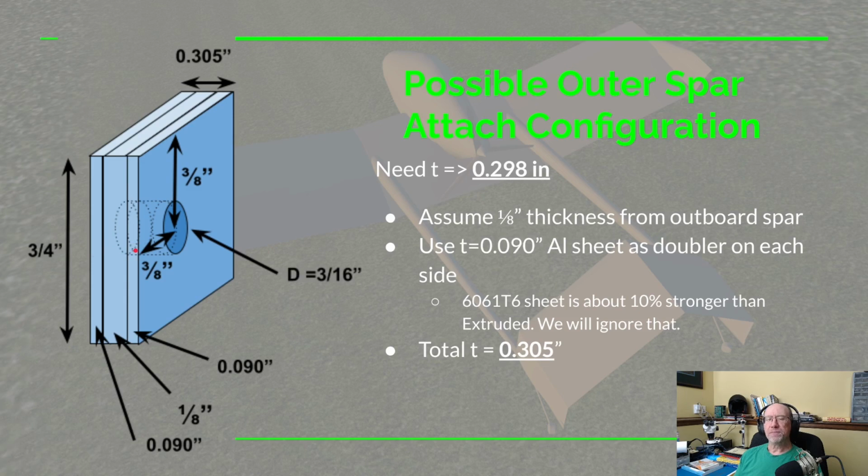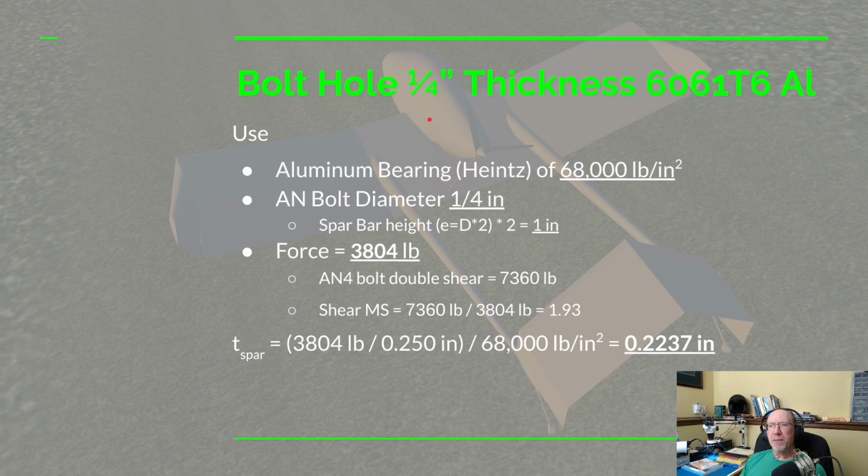So that would work. And we kind of get a little advantage because 6061 T6 aluminum sheet is about 10% stronger than extrusion. But we're not going to try to take advantage of that. We'll ignore it. Now let's consider using a bolt that is 1/4 inch diameter. We'll still use the 6061 T6 aluminum. So the only thing we need to change is down here from 3/16 to 1/4. Once we do that, we get a thickness we need for the spar of 0.2237 inches.